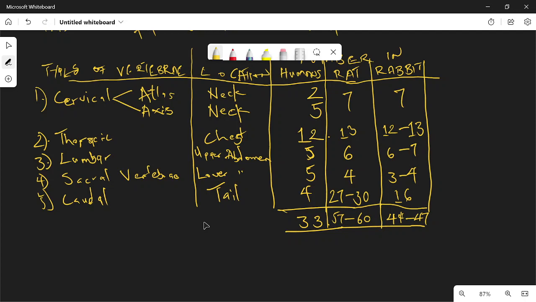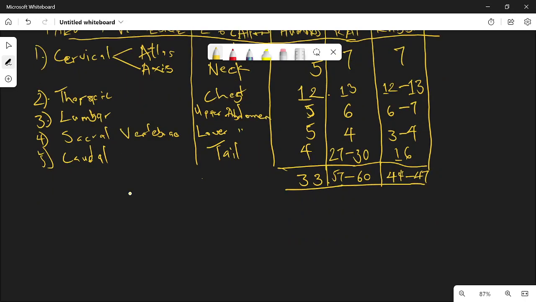No, that is the function of the atlas. The atlas helps in nodding, while the axis helps to move the neck from left to right. Is that clear? Alright, then we have the thoracic vertebrae that are found in the chest region. In humans, we have a total of 12.